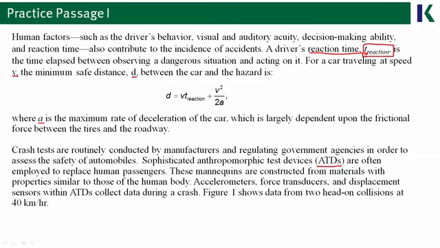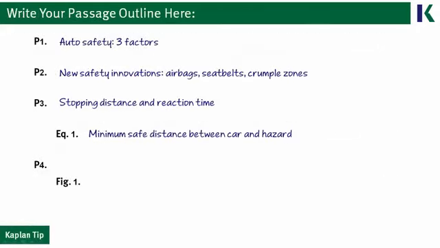We learn a lot of things they put in these ATDs: accelerometers, force transducers, and so on and so forth. But really, we want a very short label. That's our goal. And the best label for paragraph 4? It's crash test dummies. That's what this whole paragraph is about.